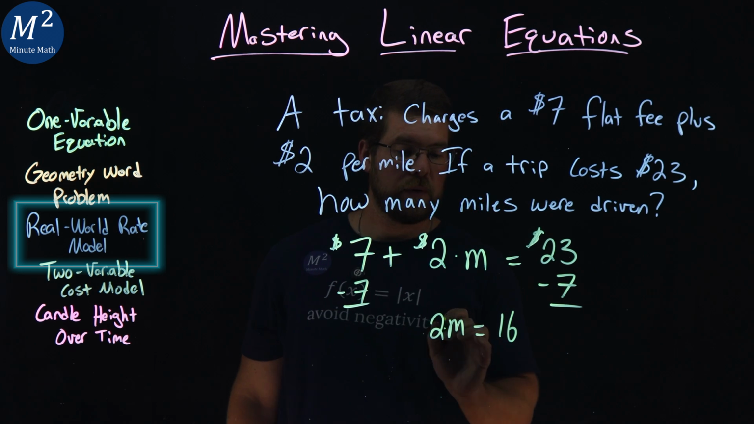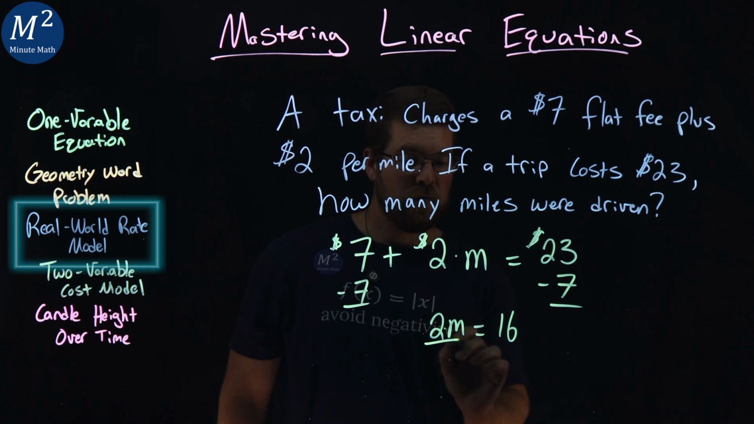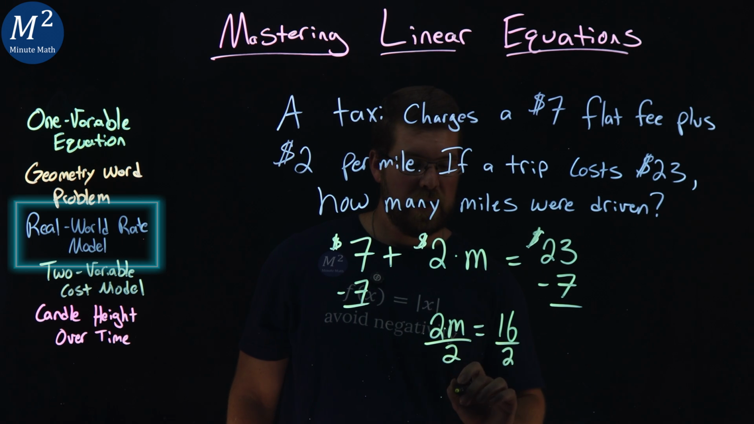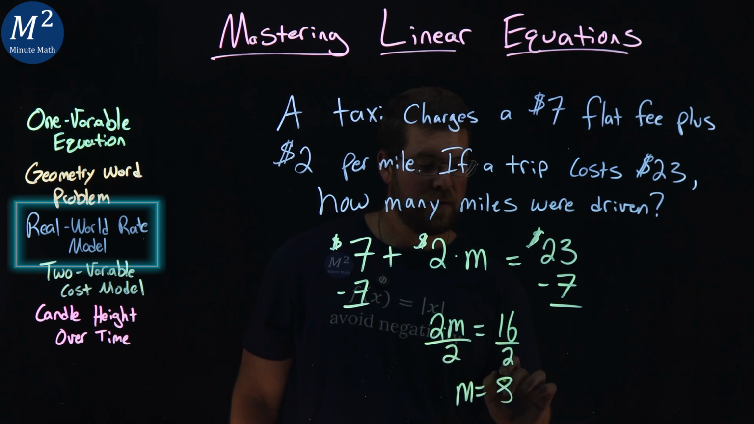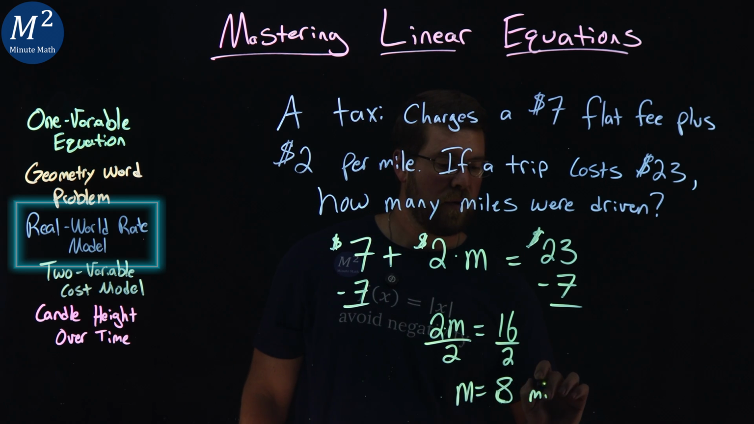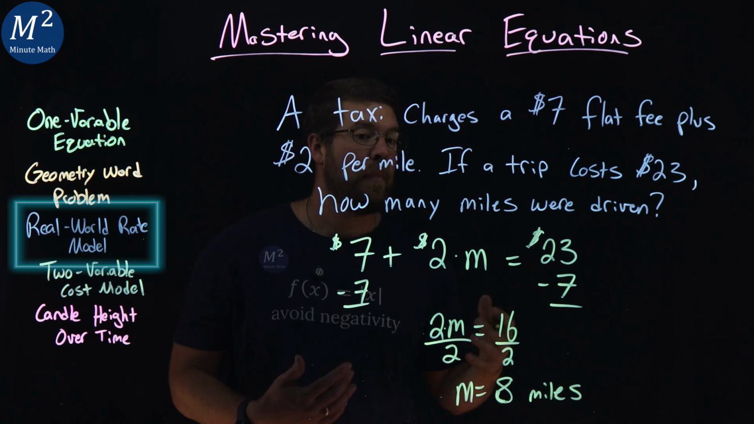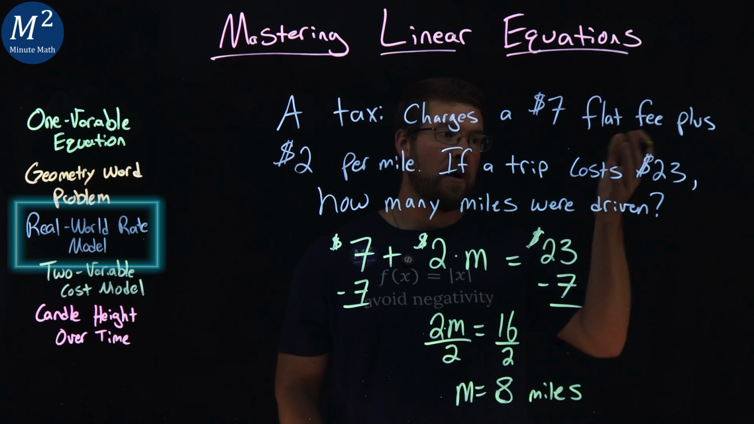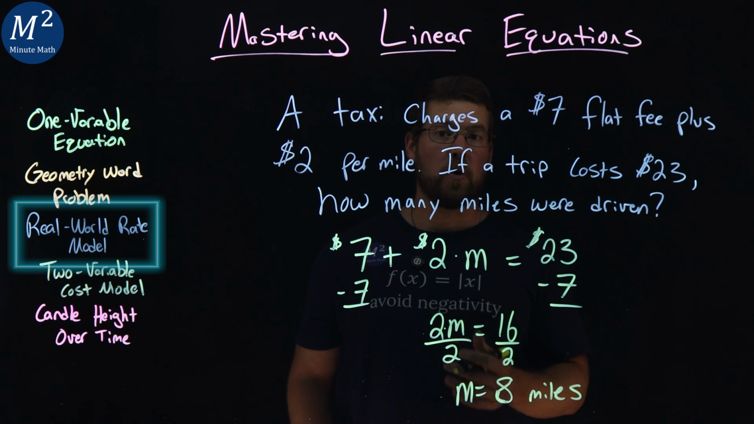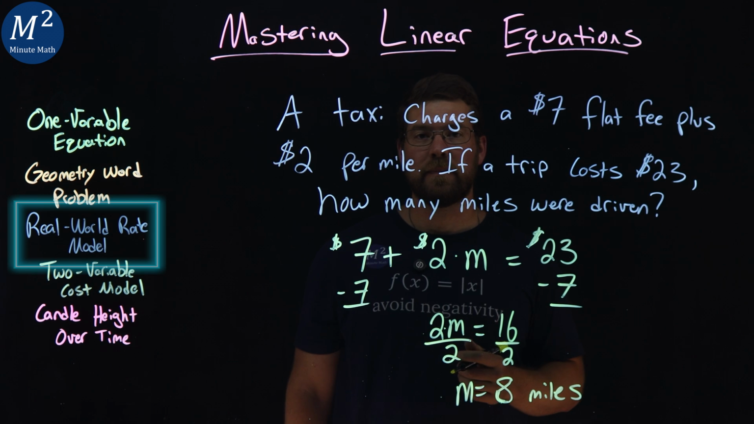Then from here, we have multiplication, 2 times m. So we divide both sides of the equation by 2, and m is equal to 8, because 16 divided by 2 is 8. And so our answer is 8 miles. That's how many miles were driven. If our cost is $23, we traveled a total of 8 miles.